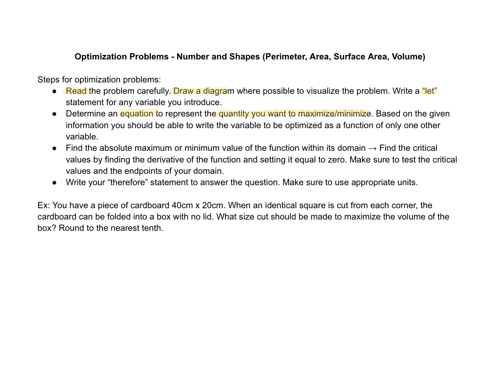And how do we find the optimal value? Well, we're looking for the max and min within a domain. So we want to find the critical values by finding the derivative and setting it equal to 0. And then to see which values are maximum or minimums, we're going to try some test values. We're going to test the critical points and we're going to test the endpoints of our domain.